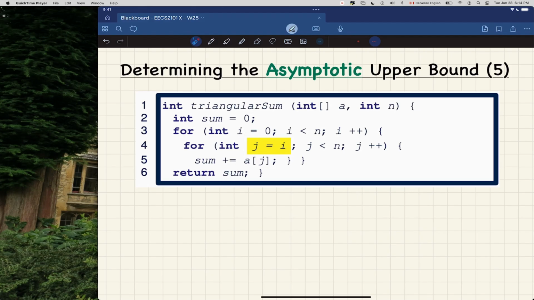Just guess. Go ahead. N squared by 2? Well, n squared by 2, n squared, right?